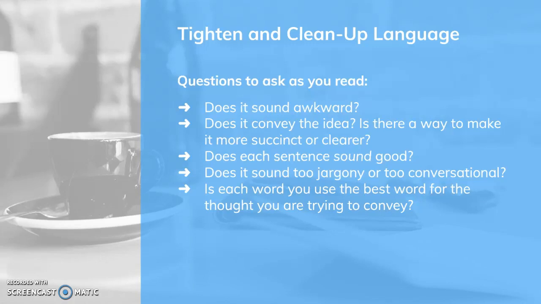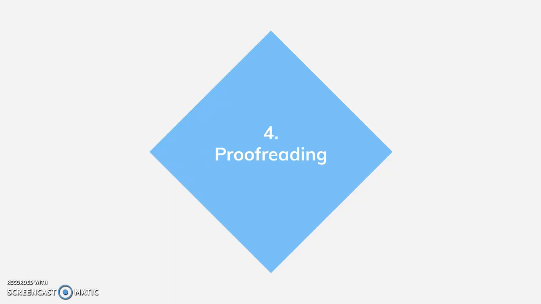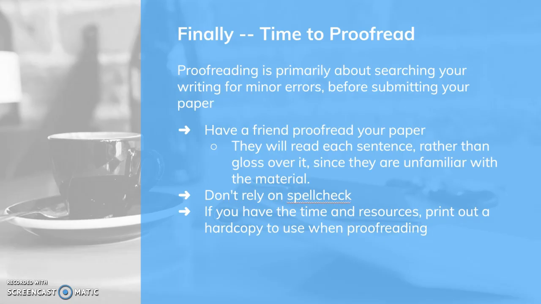And once you're done tightening and cleaning up your language, then you're ready to do the final step, which is proofreading. So proofreading is the final thing you do before submitting. And this is after you have everything you want to say down. The language makes sense, everything is clear. This is where you're just looking for those small errors, including formatting errors, to make sure everything looks perfect before you send it off. Because proofreading is primarily about searching your paper for minor errors, it's very helpful to have a friend proofread your paper for you, in addition to yourself, of course.